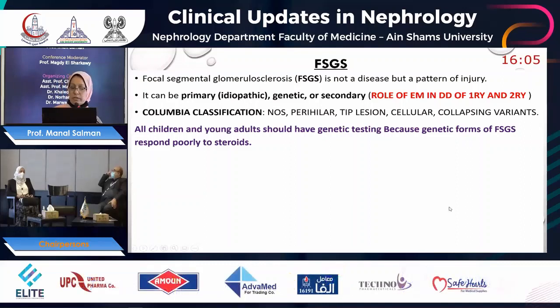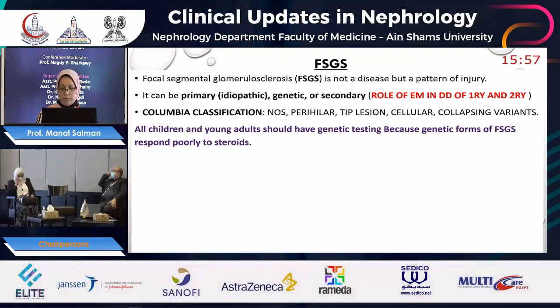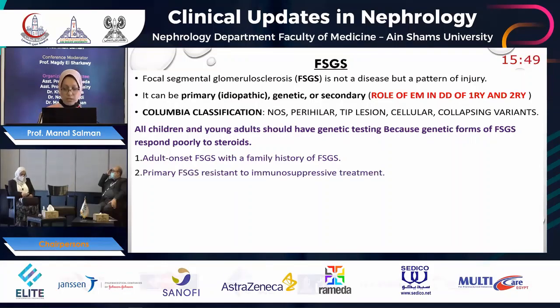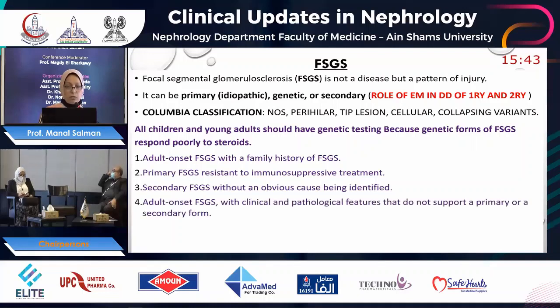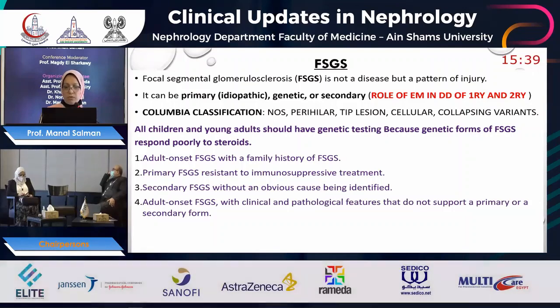All children and young adults now should have genetic testing. Why? Because the genetic forms of focal segmental respond poorly to steroids. مين العيانين دولت؟ Patients with adult onset focal segmental with family history, of course, of focal segmental, primary focal segmental resistant to immunosuppressive treatment, secondary without any obvious cause, adult onset focal segmental without clinical or pathological features supporting primary or secondary form.